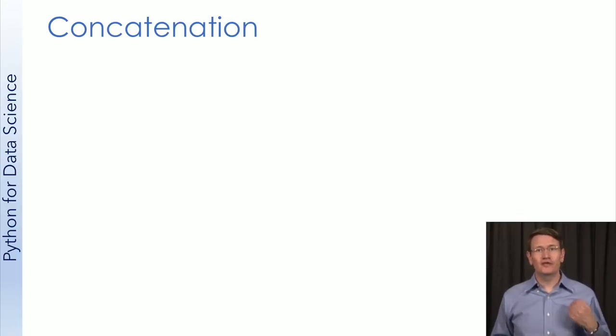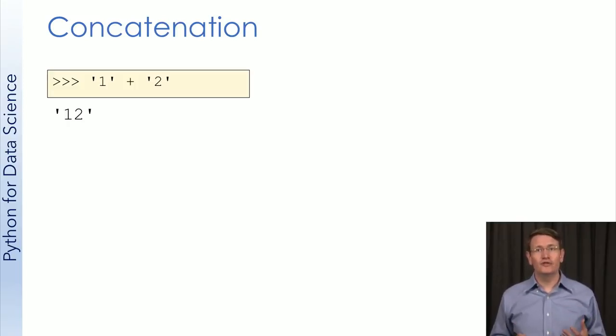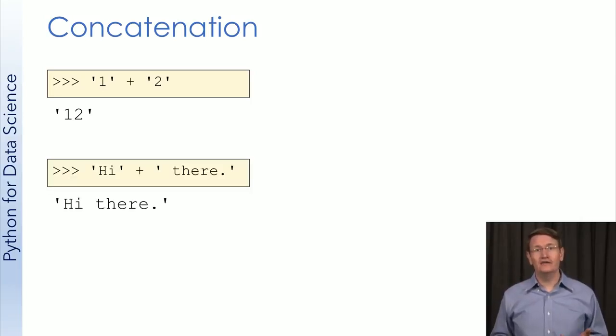Suppose you want to stitch two strings together. You can do this with concatenation. You'll start doing this with the plus symbol. Here we add the string 1 with the string 2 to get the string 1, 2. Likewise, if we add the string hi to the string there, we get hi there. Notice that the string there has a space before the t, which is why the result had a space between the i and the t.